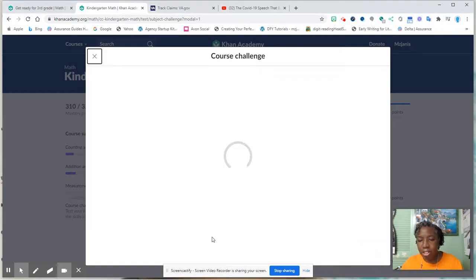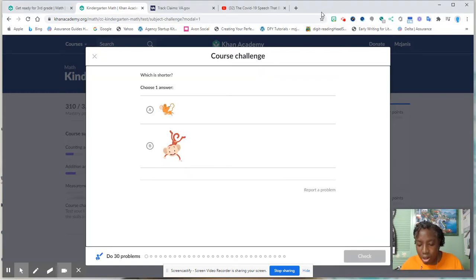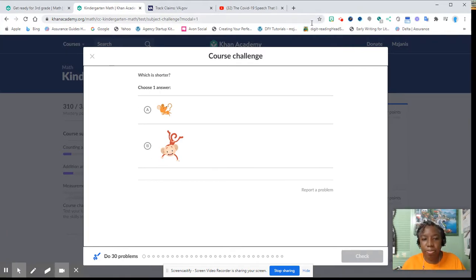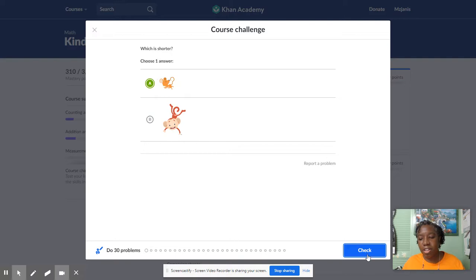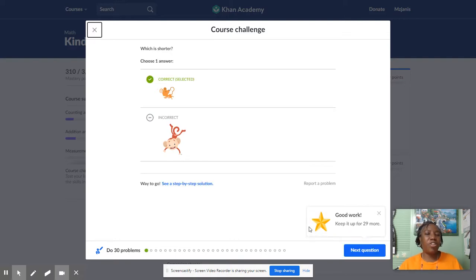Let me do F11 right quick. Okay, I believe we'll start. So it says which is shorter? Choose one answer. Of course, it says that you have 30 problems. So we're going to actually see what we know. I'm just going to take my time. I'm not going to do it in the 30 or the 40 minutes, but you do have 30 problems. So let's keep going. Let's go to the next question.